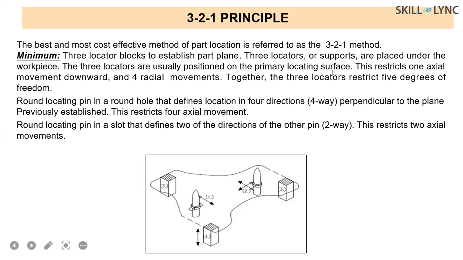So three will be representing the three principal locators, which will be arresting one axial movement and four radial movements. Then we will be having a round locating pin, which will be arresting 4 degrees of freedom within two axial directions. And we will be having another round locating pin, which will be arresting 2 degrees of freedom, the rotational movement. So this is the 3-2-1 principle. Anyone have doubts in this?